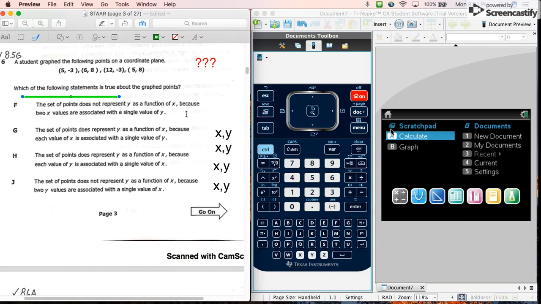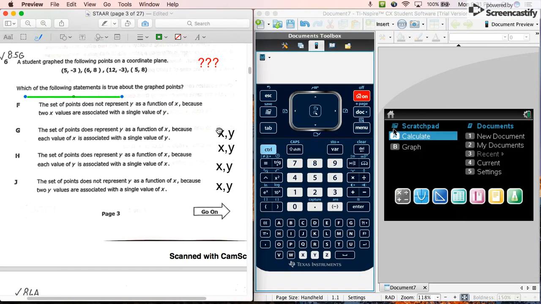So let's go back. If that's what we're looking for, let's use our labels. We're going to label what's an x and what's a y. Give me a second, I don't want to cover up any numbers. I'm labeling my x and my y. As I'm doing this, you should be doing this as well. And then finally, my x and my y. This makes it easier to see if anything's repeating.